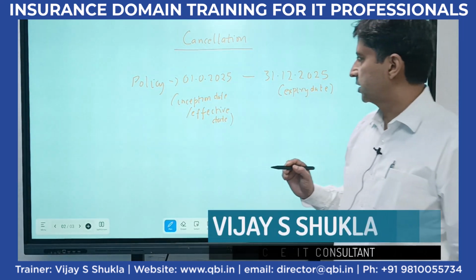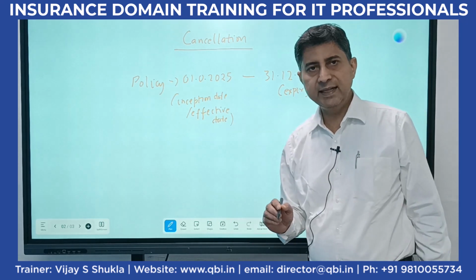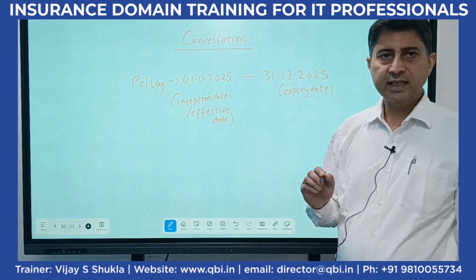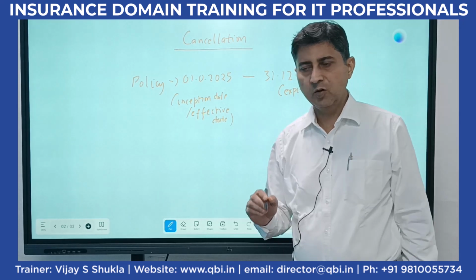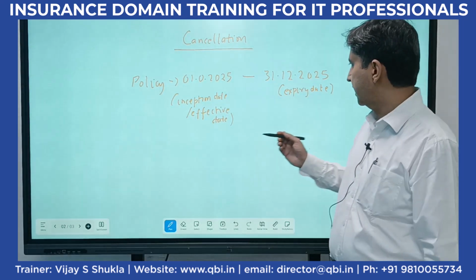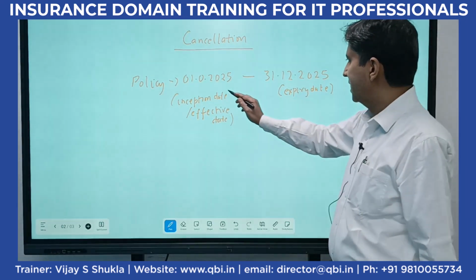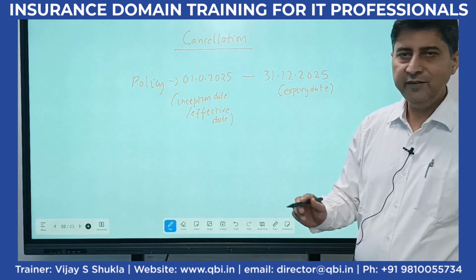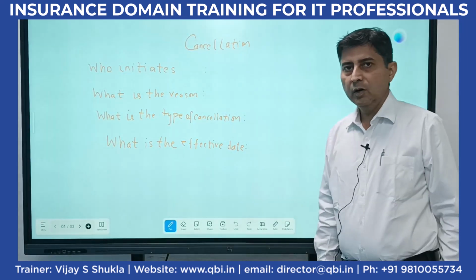Now there can be a situation that this policy can be cancelled. So say at the moment the policy is in force or is an effective policy. Now let us understand what could be some of the reasons why this policy could be cancelled. So let's see how the cancellation activity goes. The cancellation of the policy is always taken up midterm. So that means the policy has to be somewhere in between 1st of January 2025 to its last date, that is 31/12/2025.